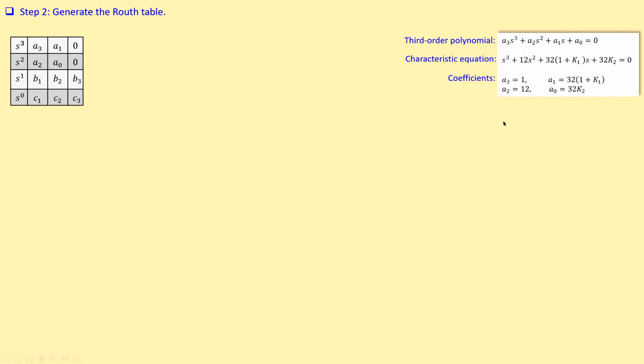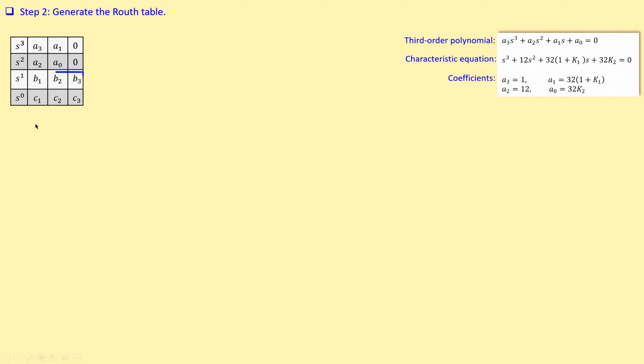So we can just see a pattern there. So a3 is 1, a2 is 12, a1 is 32 times (1 plus k1), and a0 is 32 times k2. This is already given here. So I will substitute that, of course, in here, but I need, of course, also b1 and c1 in order to determine the stability for this system, because I need to check the first column. If there are sign changes or the zeros, that's actually the situation. So I need b1 and also c1.